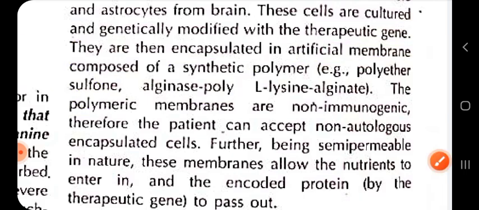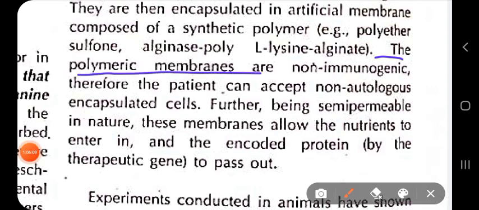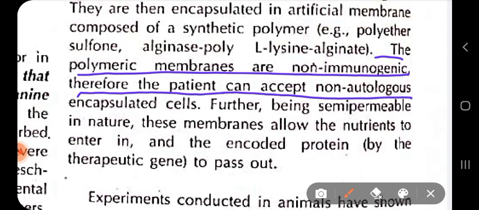Now these polymeric substances are not immunogenic. They will not cause any immune response in the patient after delivery. Therefore, the patient can accept non-autologous encapsulated cells. Further, the synthetic polymer that we have used to encapsulate the cells is semi-permeable in nature, and thus this membrane will allow the nutrients to enter in and the proteins encoded by the therapeutic gene to pass out.